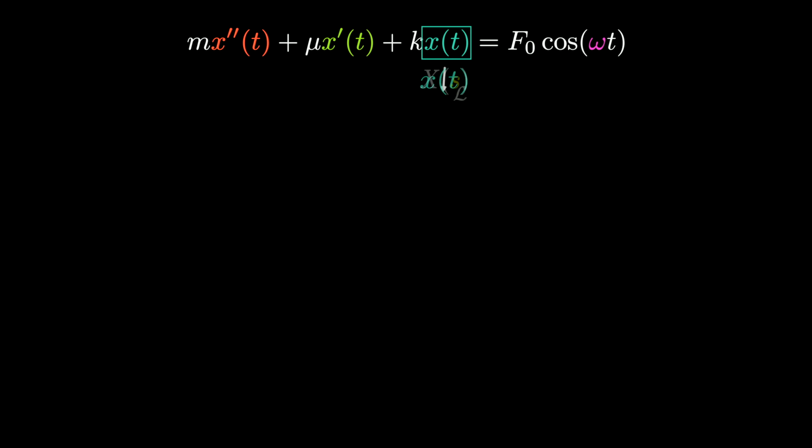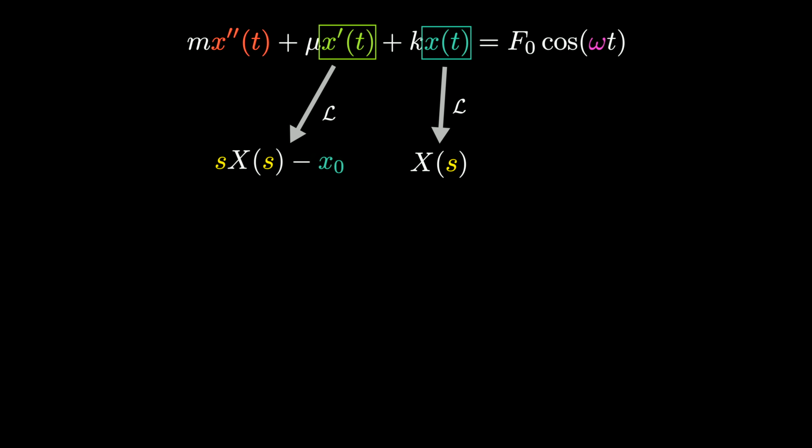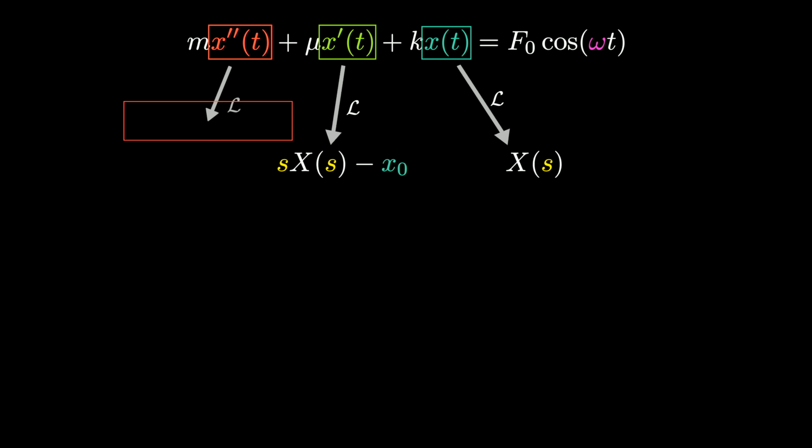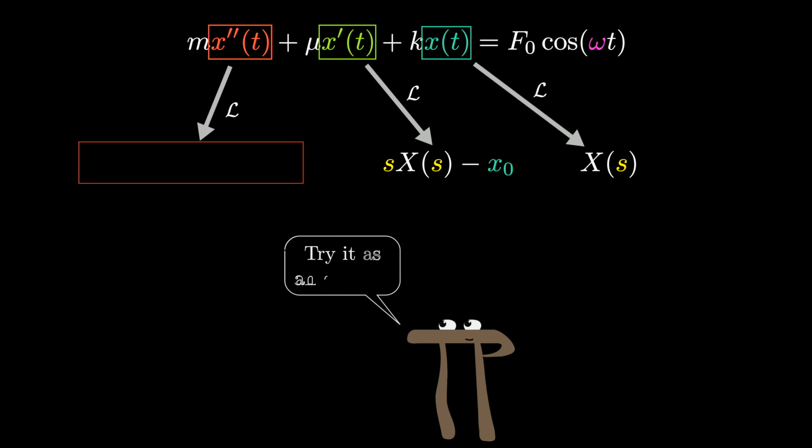Following the usual convention, I'm going to write the transform for little x of t as capital X of s. And then using the rule that we just talked all about, the transform for its derivative is going to look like s times capital X, all minus an initial condition, which I'm going to write as little x naught. And then for the second derivative, what should that look like? This is actually a good chance to pause and try it out as an exercise. It basically looks like applying that key rule we just talked about, but twice in a row.